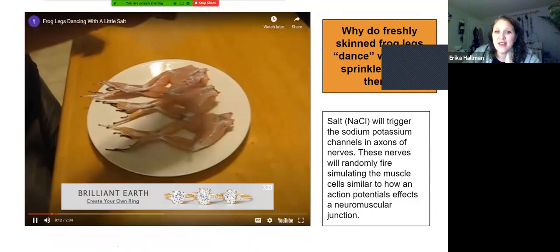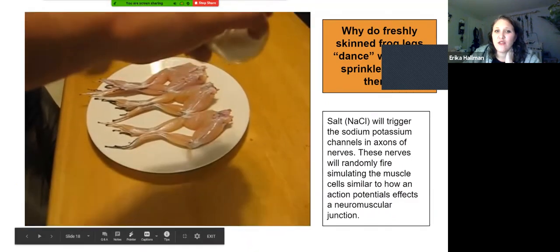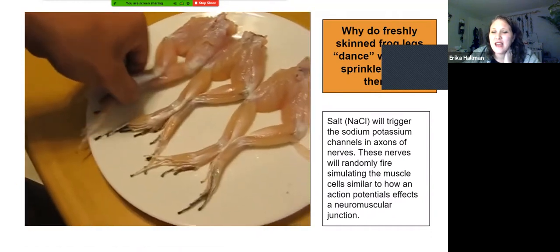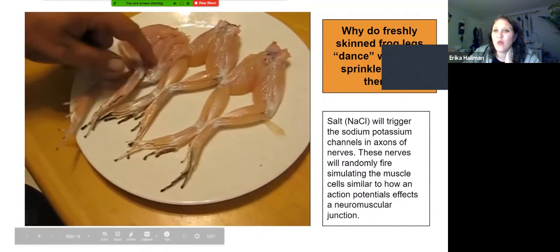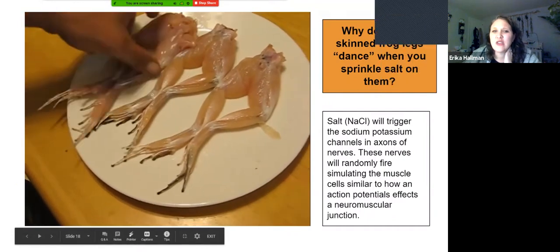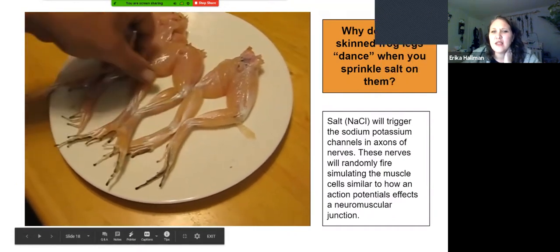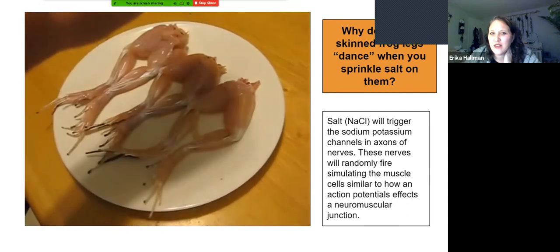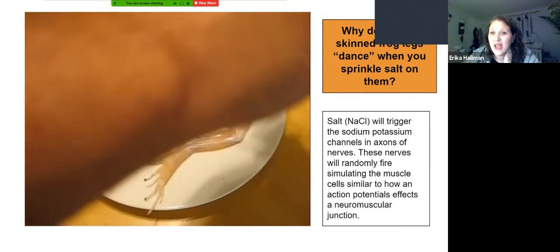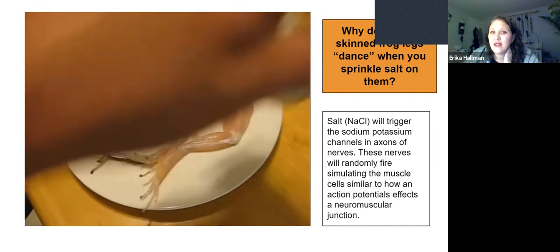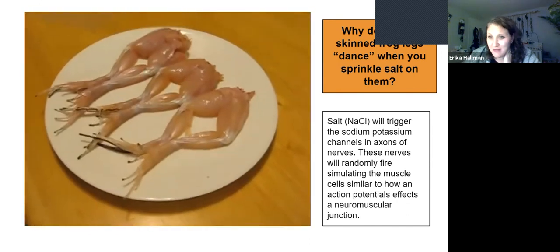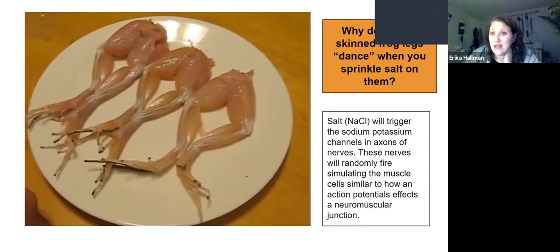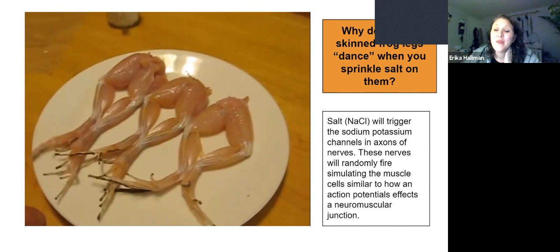So this video shows freshly harvested frog legs that were skinned, and then they just sprinkled them with salt. So it sounds super weird, but you can see what's starting to happen is even though those muscles are not connected to a frog, they are still relatively fresh muscles, meaning they still have all the nutrients they need to contract. That's freaky. The only thing they're lacking is a nervous system.